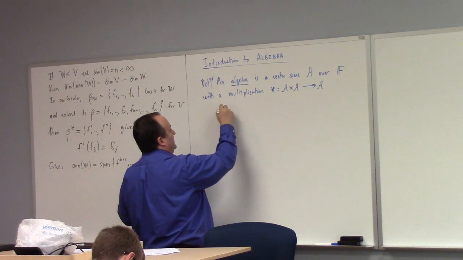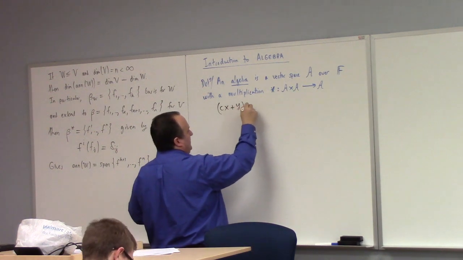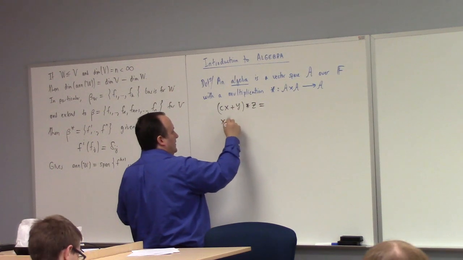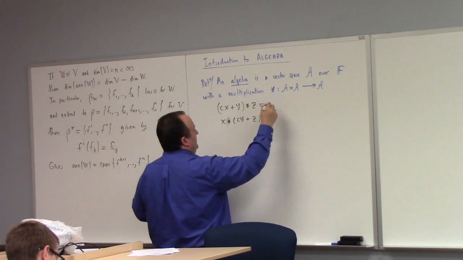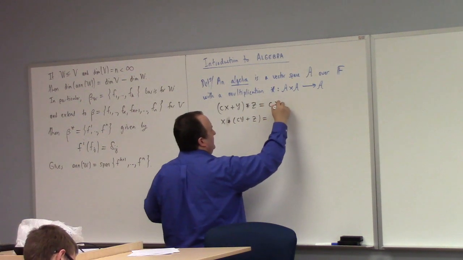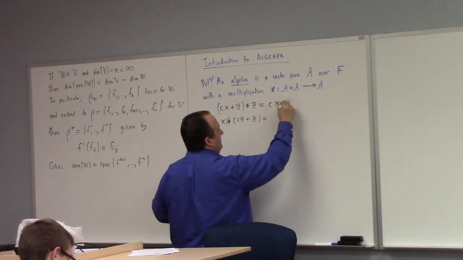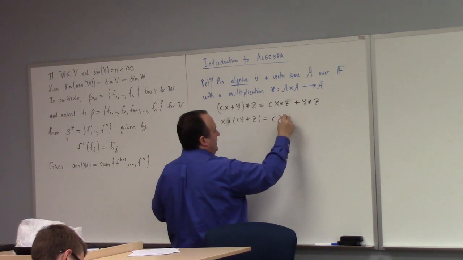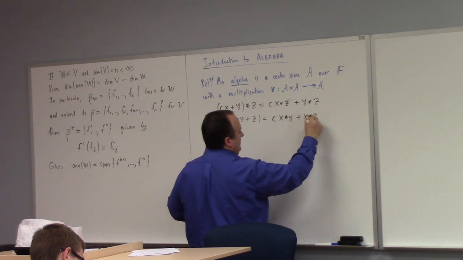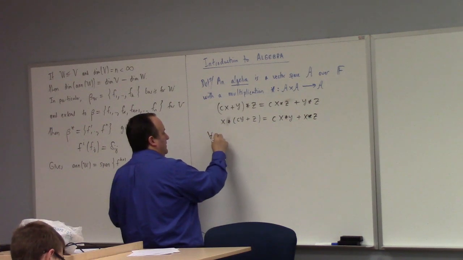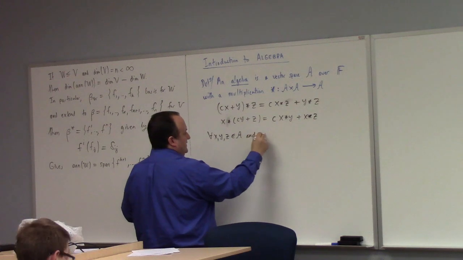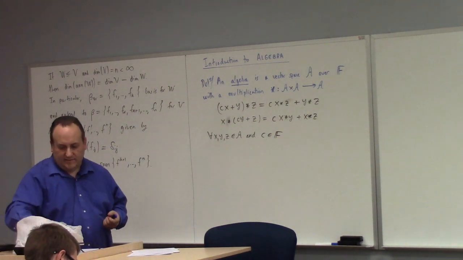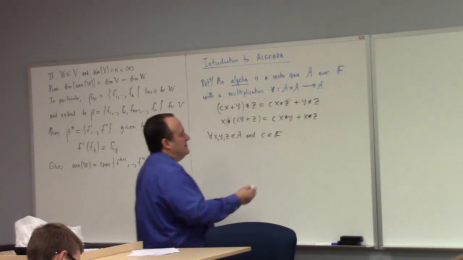For example, if we have (cx plus y) star z, or if we have x star (cy plus z), well, we get c times x star z plus y star z here, and over here I've got c times x star y plus x star z. All right, and this would be for all x, y, z in the algebra and c in the field. So collectively, these two properties have a name. If you put them together, you could say this is the bilinearity of star.